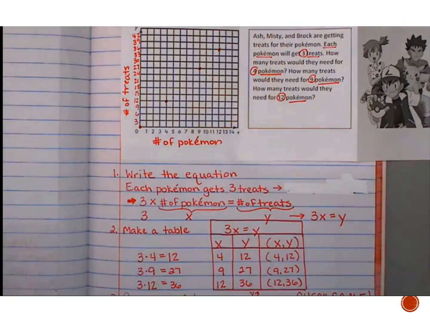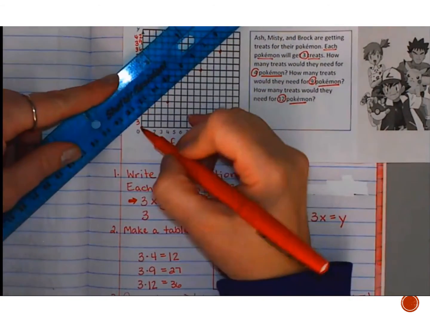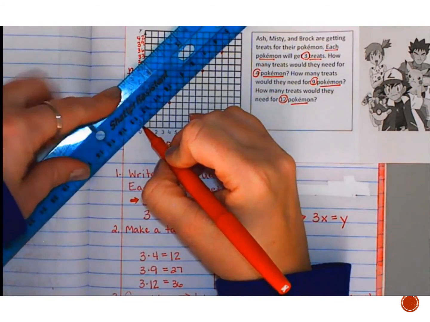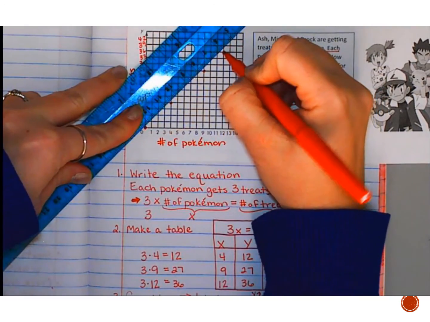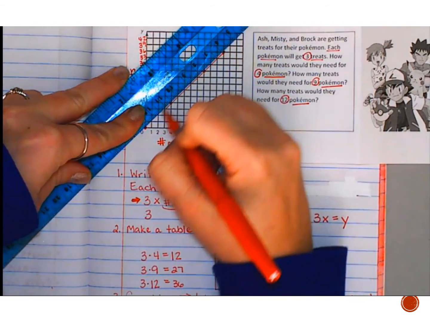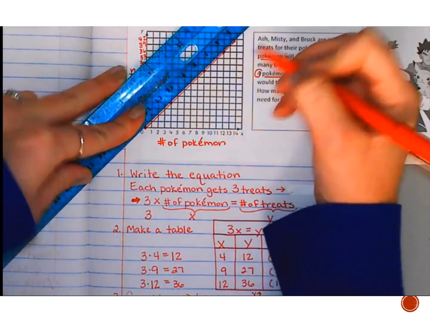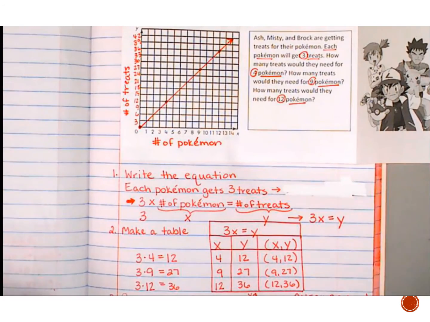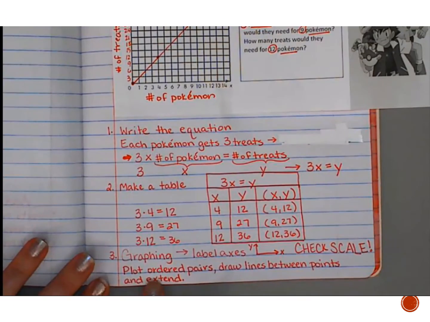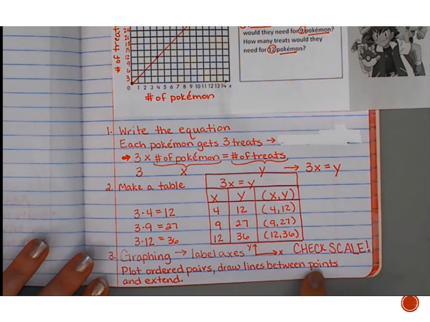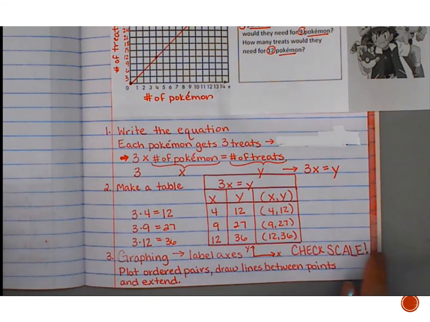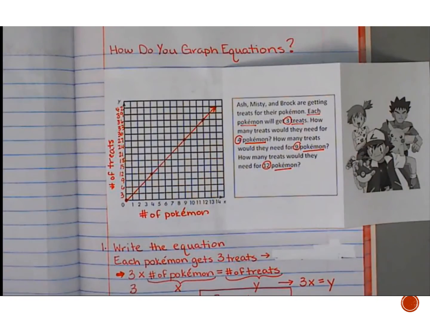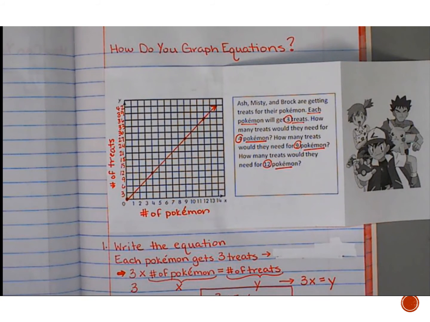We're going to get our straight edge. I'm going to put my pencil down on one of my points, put my pencil down on my other, and then I can draw my line and extend it because it is going to continue. So we plotted our ordered pairs, we drew lines between the points, and we extended our line. And we're going to work some more with this tomorrow, guys.